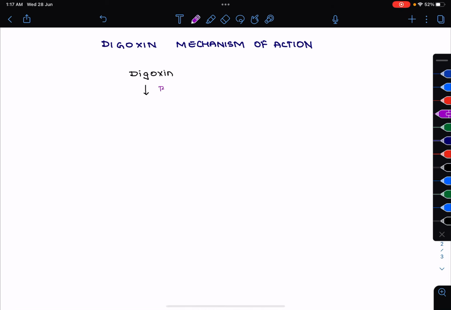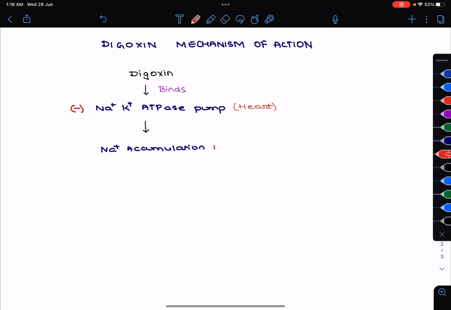So the next step is it will cause sodium accumulation intracellularly. So basically there will be an increase in the sodium concentration.